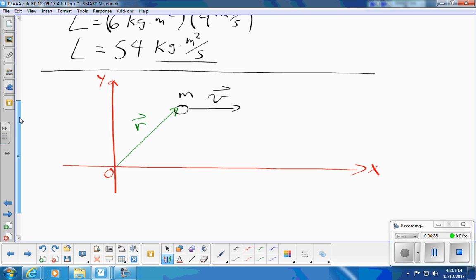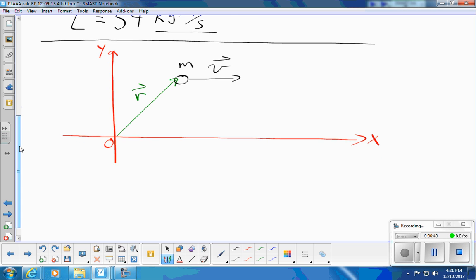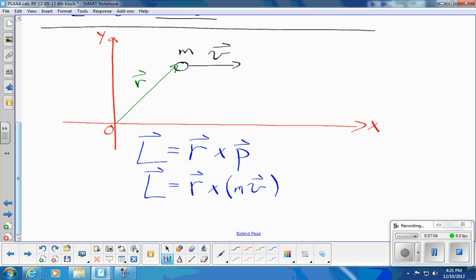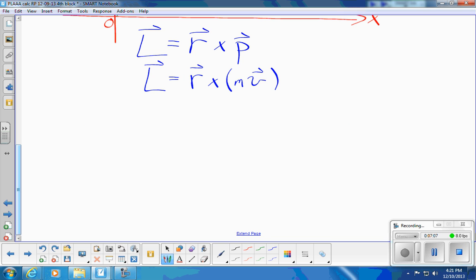Well, now what I'm going to do is this. I'm going to define the angular momentum of this particle moving in a straight line, not rotating, as the cross product of r cross p, where p is the linear momentum of this particle. This can also be written as r cross, instead of p, I can write the equation for p, which is m times v. And I can pull out that scalar m and throw it out front if I want to. And this is m times r cross v.